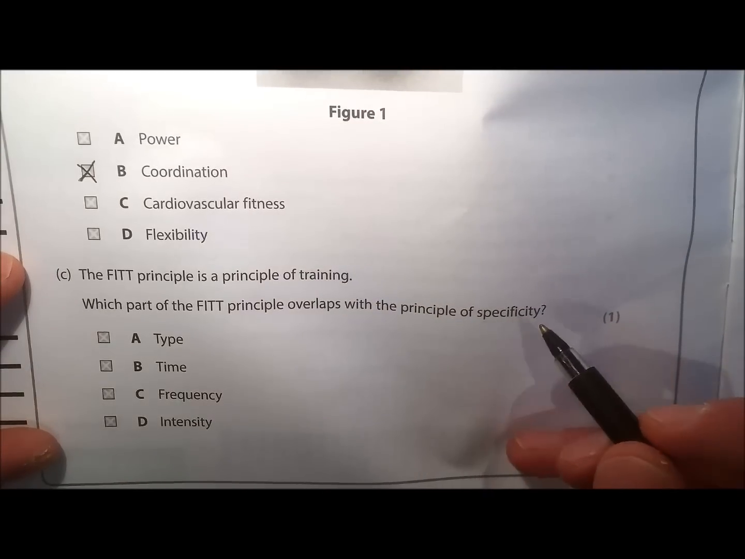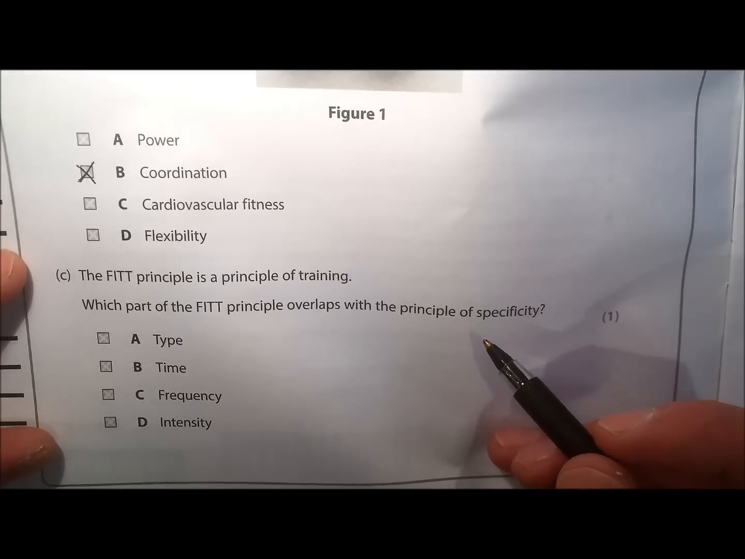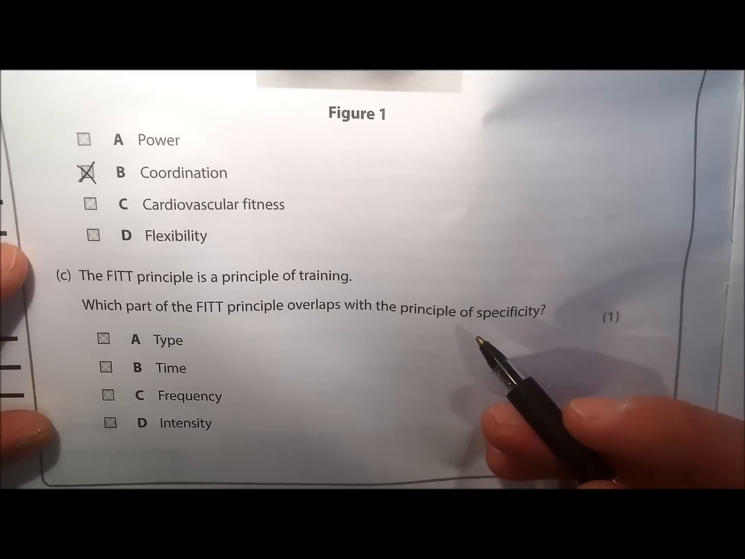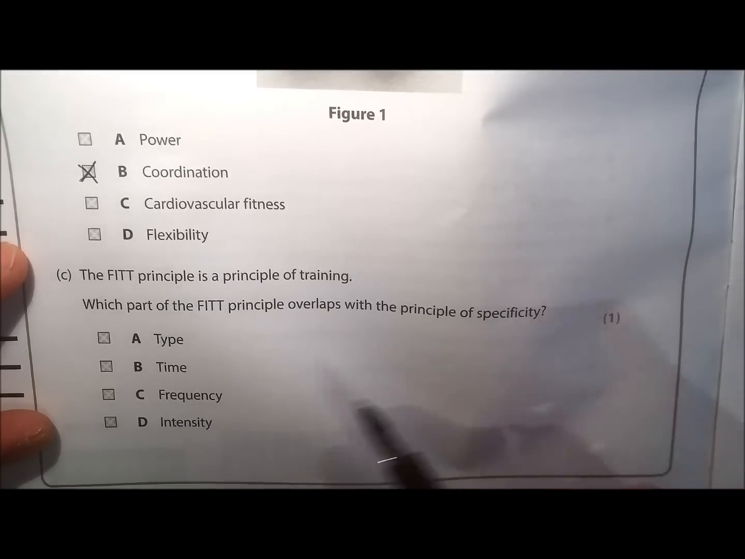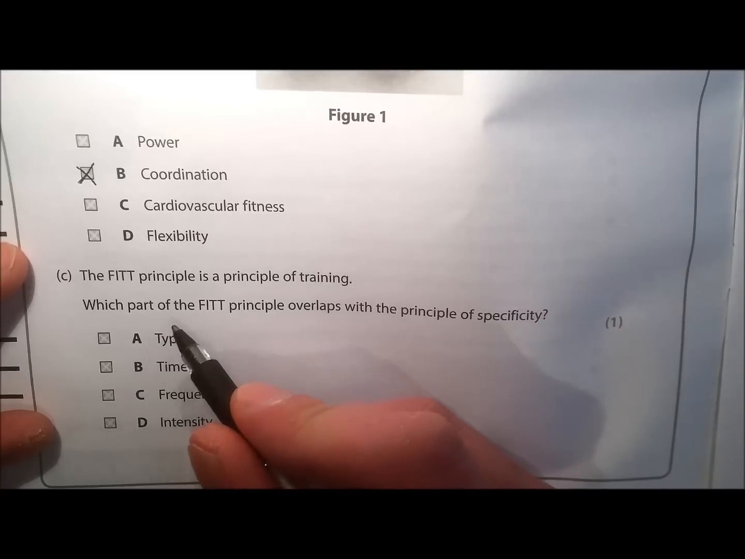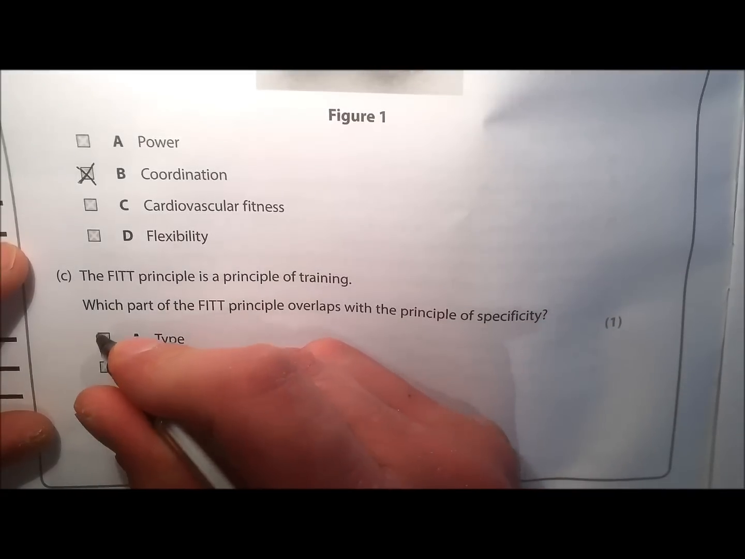Specificity is also similar to type because it's basing the training around certain muscles, certain skills, certain energy systems. So the one that overlaps would be type.